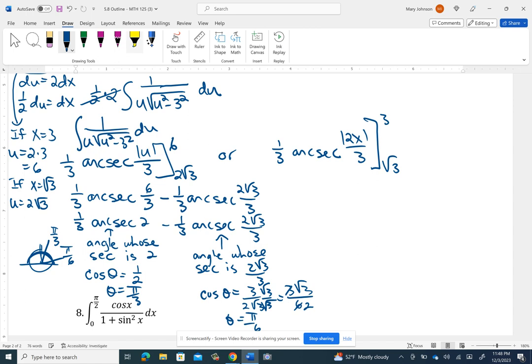Okay? All right, so I know this is a pretty tough one because of it being arcsecant and having to think backwards to figure out what they're asking you for.